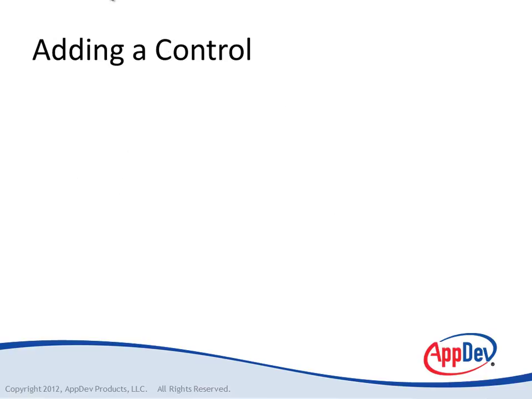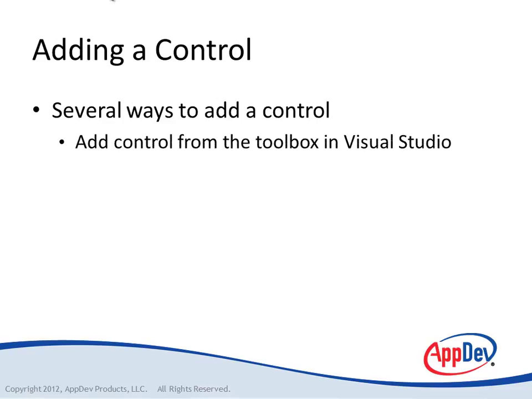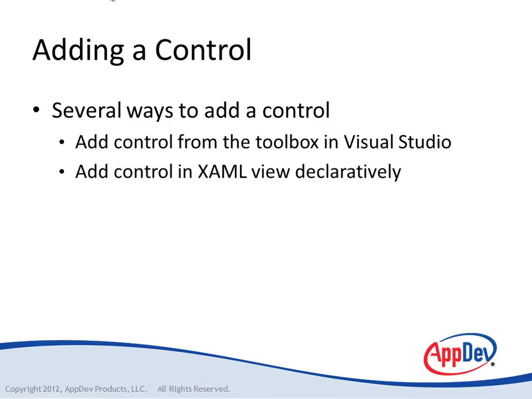Using C# and XAML, there are a number of different ways to add a control to the design surface. You can add a control from the toolbox in Visual Studio directly to the design surface. You can add a control in the XAML view declaratively. You can either type it or drag it there from the toolbox. Or you can create the control in code at runtime. Although this is most likely a review, let's step back and look at simple ways to create controls in Visual Studio using XAML.